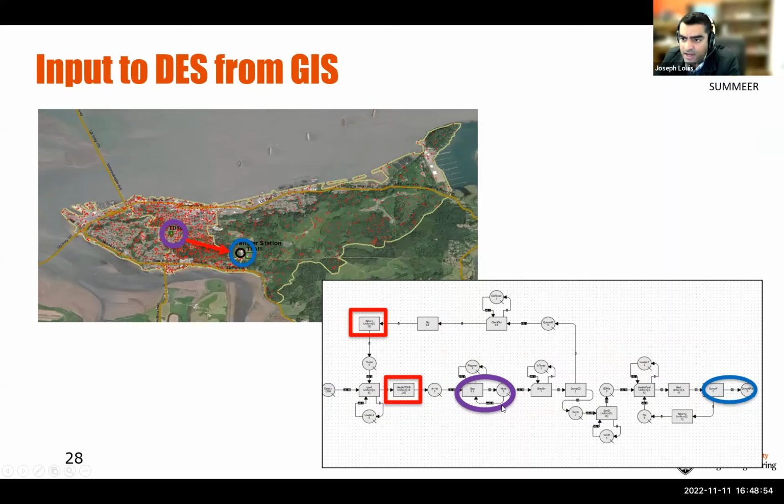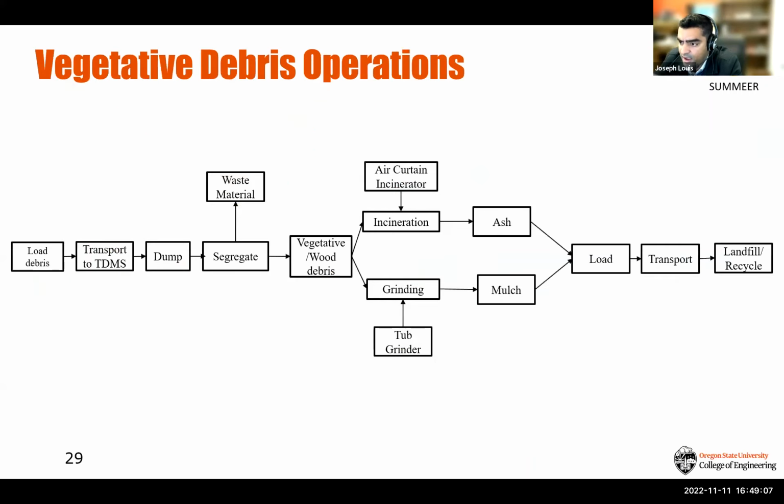So all it takes is just one link from a queue or a combi to prevent the start of that combi unless it meets some kind of logistical constraint. All right. And what we did next was we started to map out the entire process for vegetative debris operations.